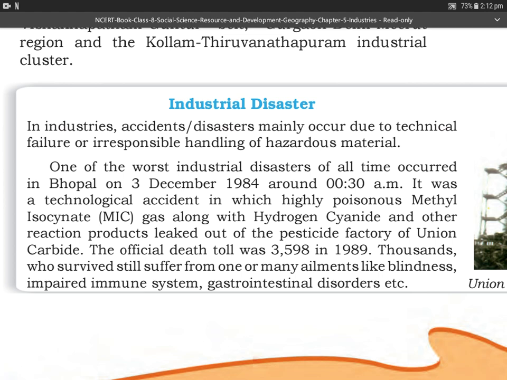The official death toll was 3,598, right? But it is assumed that at that time around 10,000 people were affected by this accident. Thousands who survived still suffer from one or many ailments like blindness, impaired immune system, and gastrointestinal disorders. So there are various side effects of this leakage, right? So this was one example.